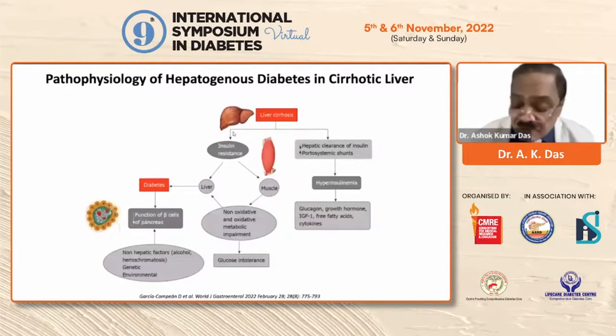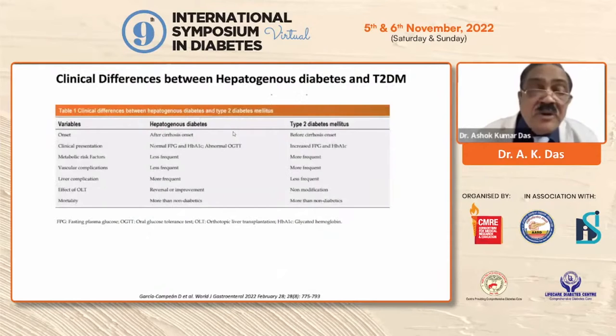Now, the pathophysiology of hepatogenous diabetes in the liver is depicted here. I'll not go into details. But if you compare hepatogenous diabetes with ordinary type 2 diabetes mellitus, the diabetes in hepatogenous is after cirrhosis onset. Type 2 diabetes mellitus, the grand variety, occurs before cirrhosis onset. Hepatogenous has normal fasting plasma glucose, HbA1c. This has increased fasting plasma glucose, HbA1c, type 2 diabetes, grand variety. Metabolic risk factors, less frequent, more frequent. Vascular complication, less frequent, more frequent. Liver complications are more frequent in hepatogenous as expected, less frequent in type 2 diabetes mellitus.